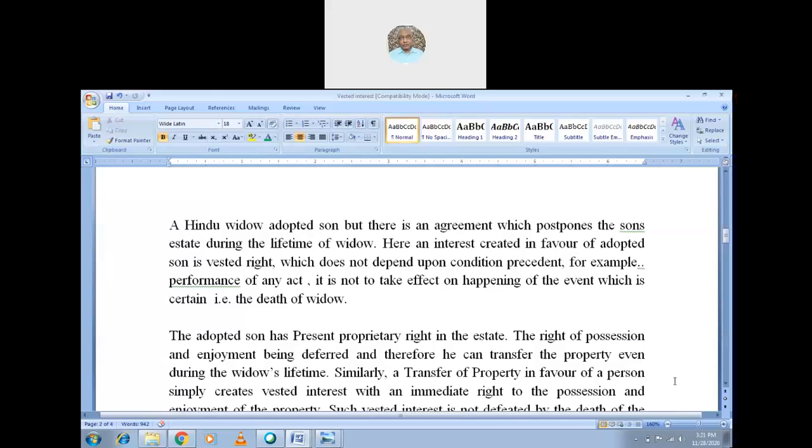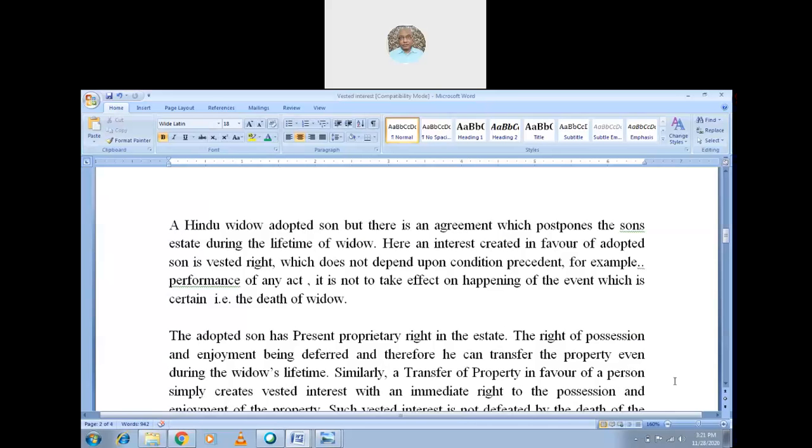Widow means the husband died. She adopted a son. Yes, adoption is there, a son. But there is an agreement which postpones the son's estate during the lifetime of the widow. That means the adopted son will definitely get the transfer of the property, but during the widow's lifetime, he will not get it.